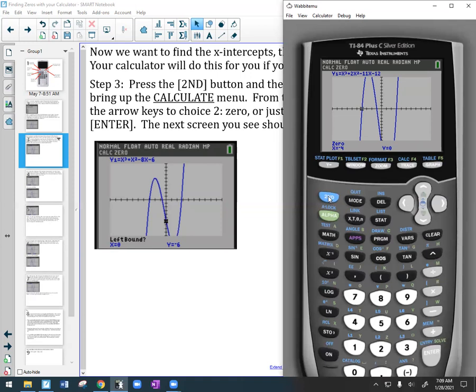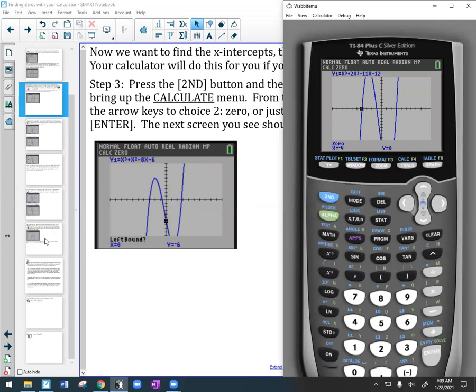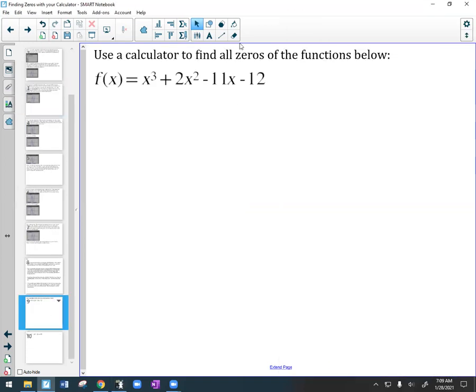So you would write this number down. In this case, it's pretty easy to remember because it's -4. That's one of my zeros.